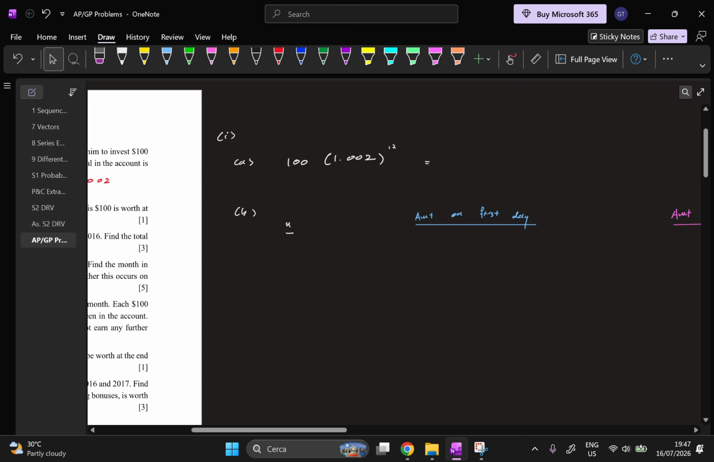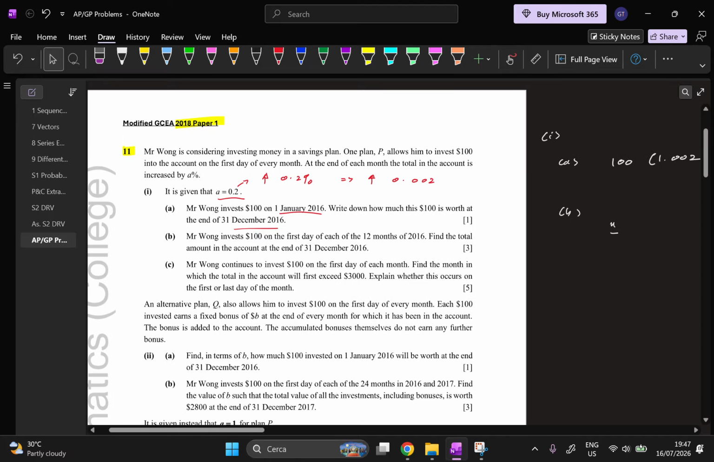So therefore, this is going to be 102.43. You round off to the nearest cents, okay? Not to the nearest 3SF, to the nearest cents for all finance problems. Okay? Next, this is the one where I'm going to show you the table method, okay?